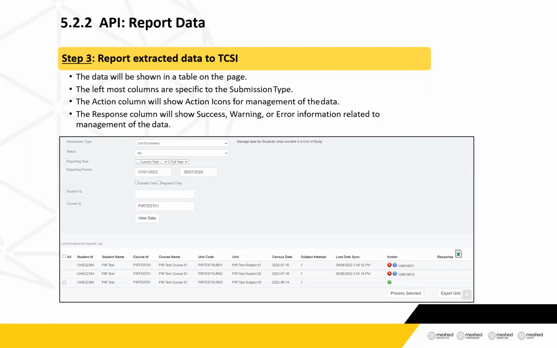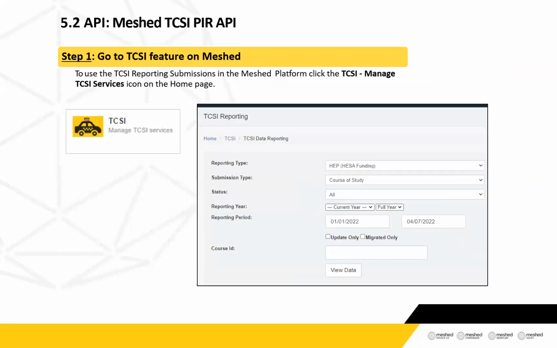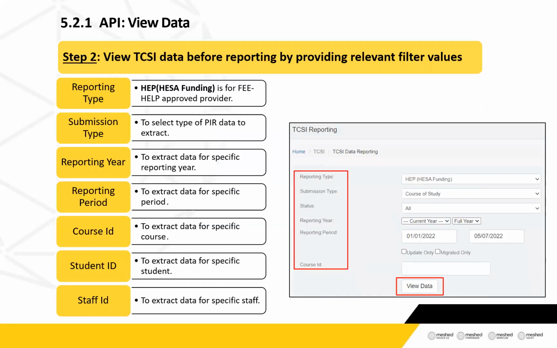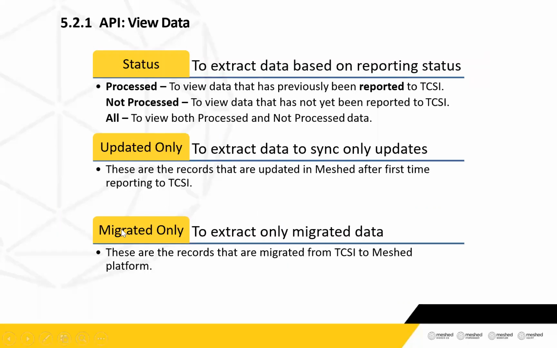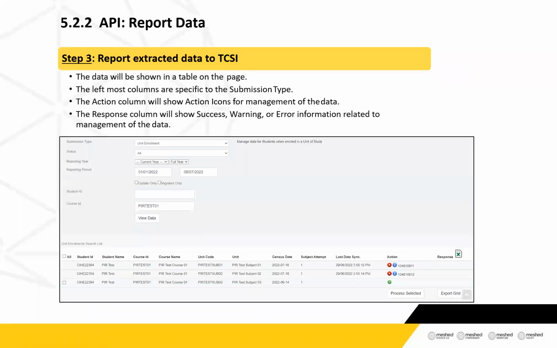Okay. So for the API, as I said, there are 3 steps. First, go to Meshed platform and access that TCSI reporting page. Once you access that page, you can view data in the next step by using all these filters. Once you have viewed and extracted data, then in the third step, you can simply start reporting data to TCSI.